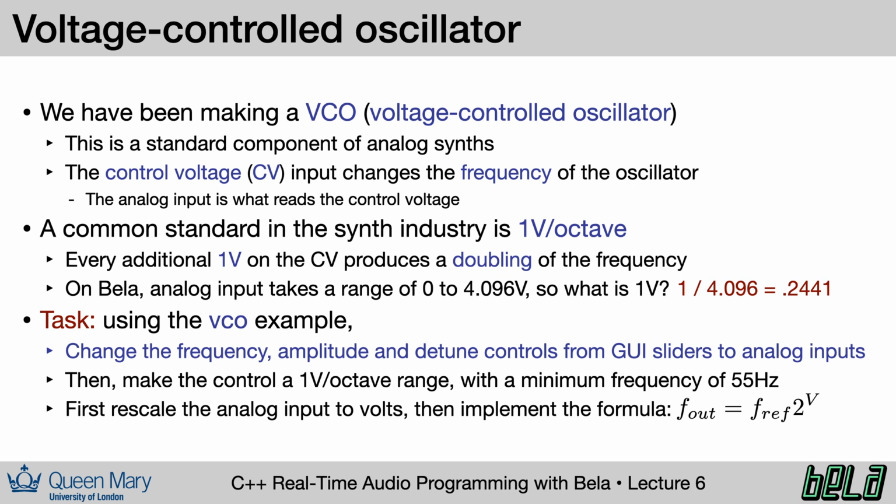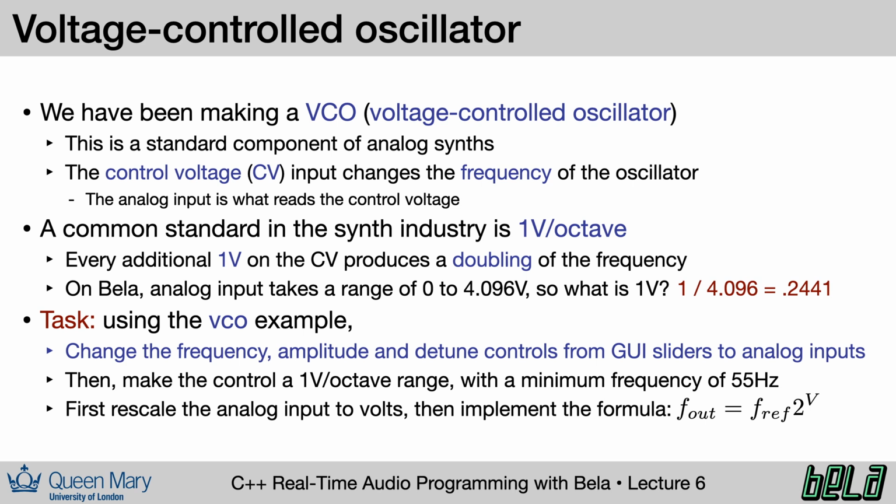When you first start, just use the analog read function to get these three values. You may need to use the map function to rescale the 0 to 1 range to the kind of range of parameters that the GUI provided for you. Once you have that working, then see if you can implement the 1 volt per octave CV standard. What you should do is have a minimum frequency of 55 Hz, so that if you read 0 on the analog input, you'll get 55 Hz out. Each additional 1 volt on the input should correspond to a doubling in that frequency.